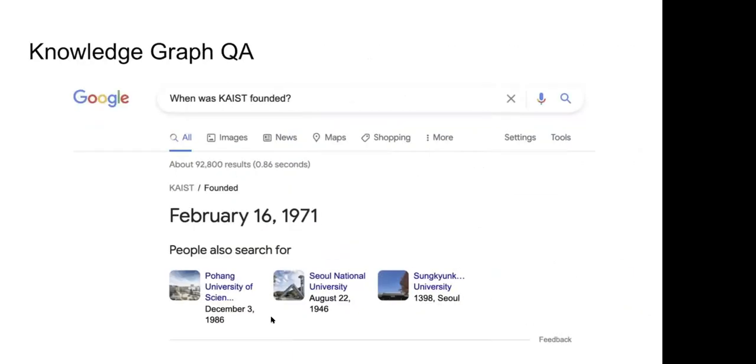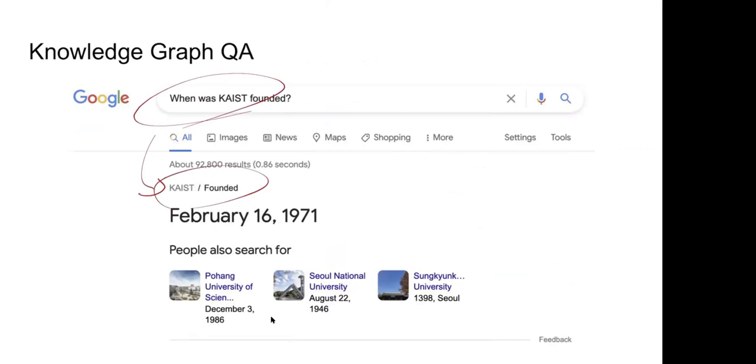One popular example is knowledge graph QA. So when you ask this question, when was KAIST founded? On Google, then you'll get the answer February 16, 1971. And the reason why this answer was obtained is because what Google did was not mapping the question to the answer directly, but they mapped the question to this logical form, KAIST/founded.